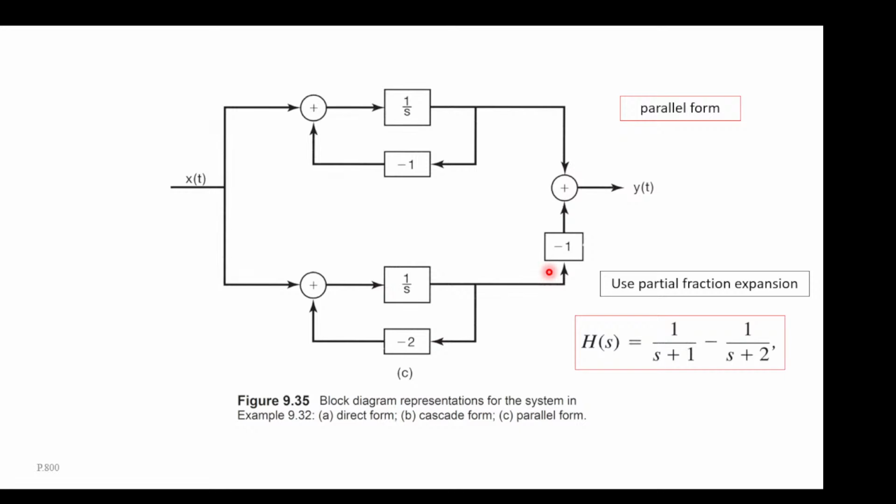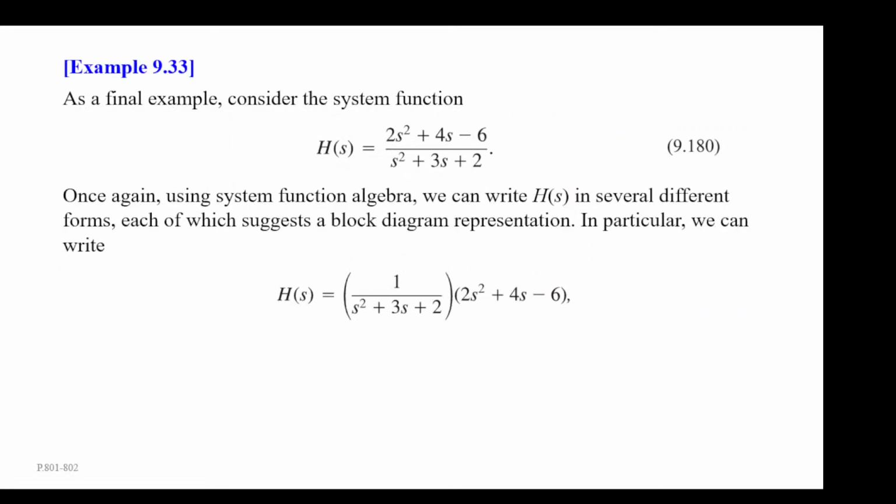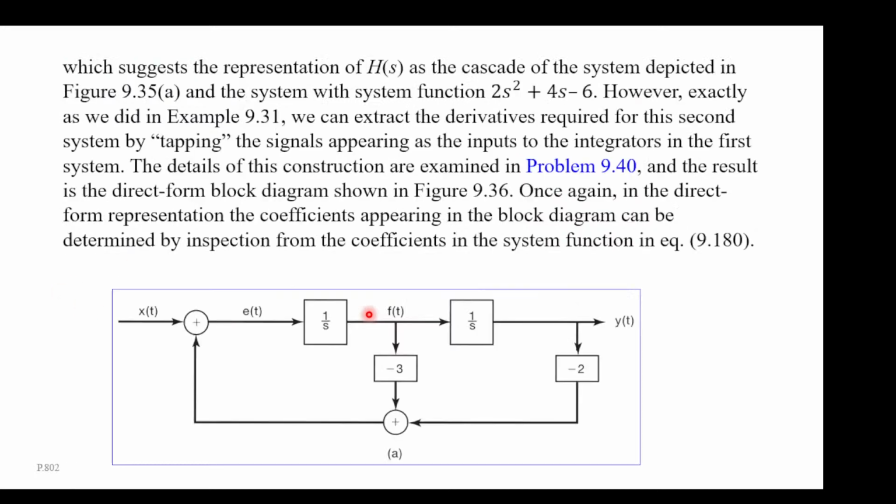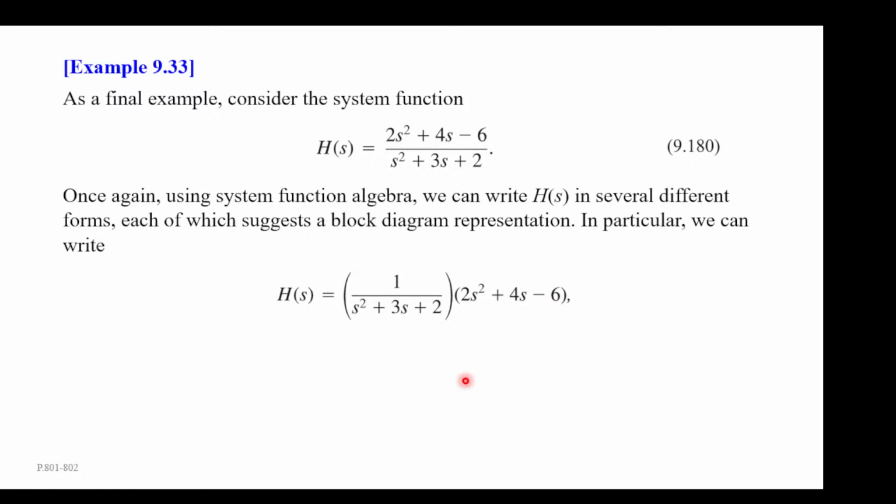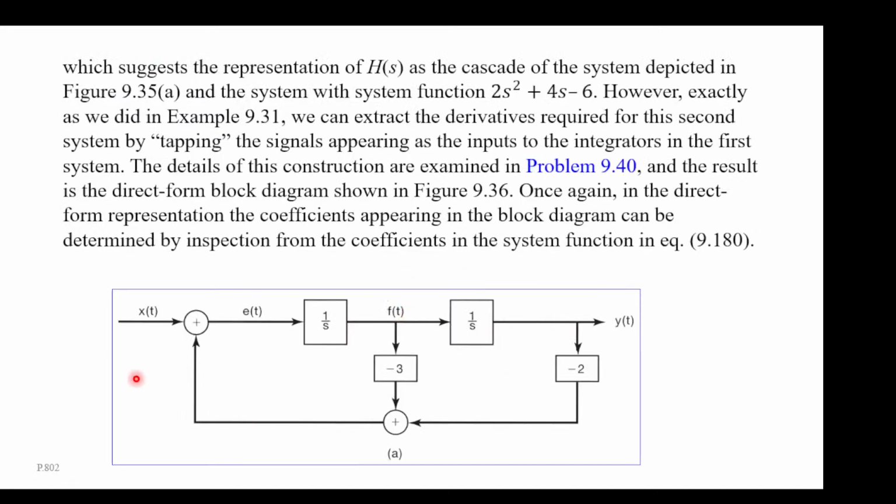And finally, we have a more complicated example here. We have H of s, so now it's a fully rational function. H of s equal to 2s squared plus 4s minus 6 over s squared plus 3s plus 2. Okay? And you can factor it into this funny form. So 1 over, so the numerator times the denominator. So denominator, you can just write a direct form like this here.